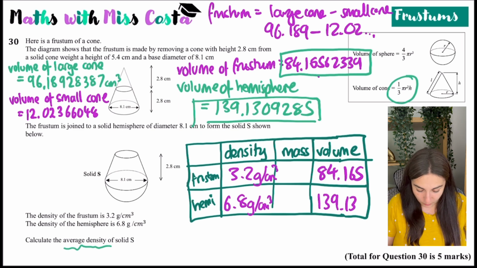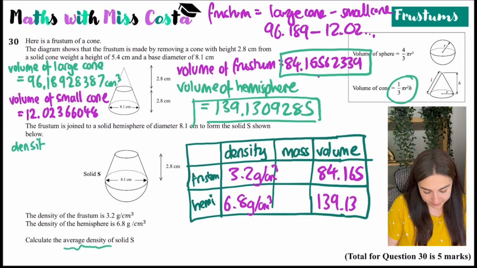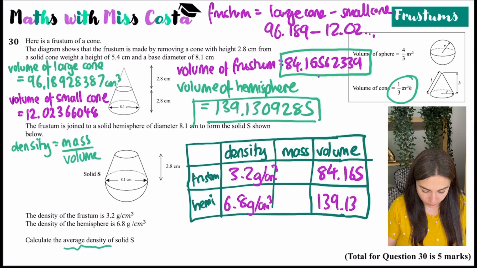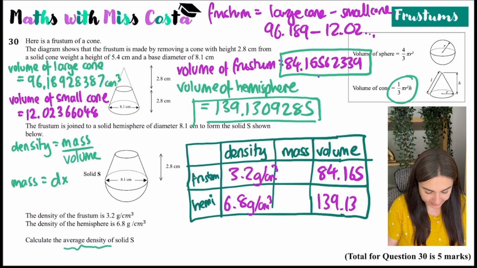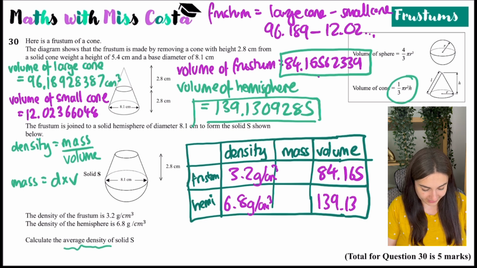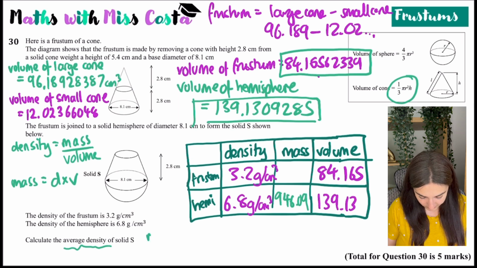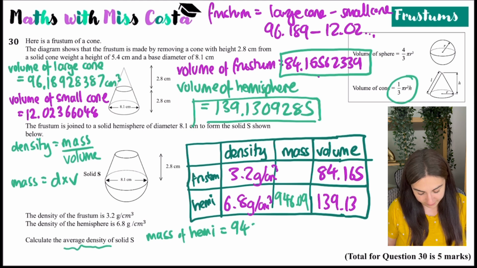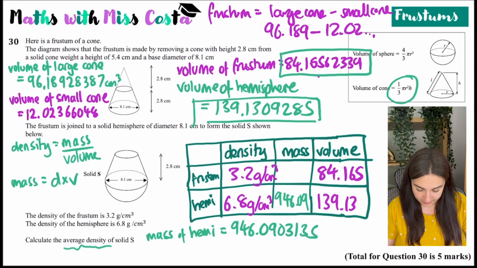So what's the formula for density? Well, density is mass over volume. So therefore, to work out mass, I just do density times volume. So I still have 139 saved in my calculator, so I'm just going to times that by 6.8. Whoa. Okay, so that's a mass of 946.09. All these numbers. So mass of Hemi is 946.0903135.